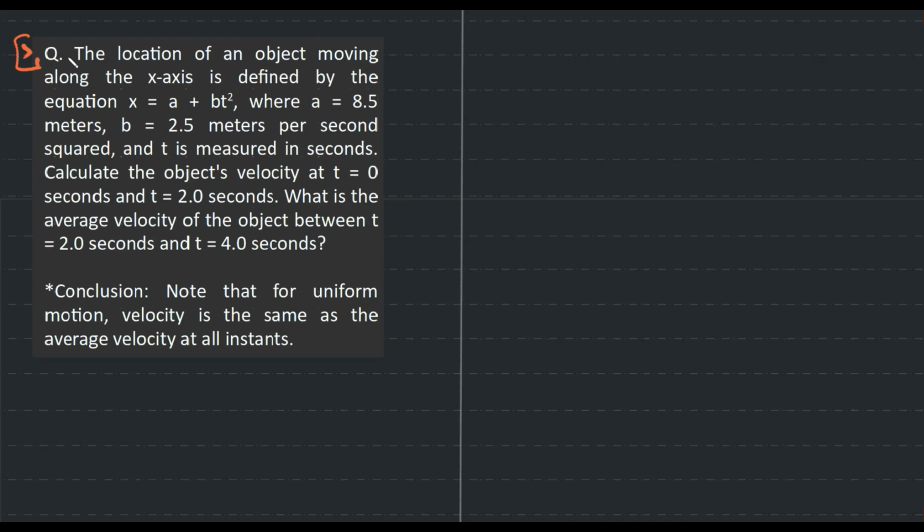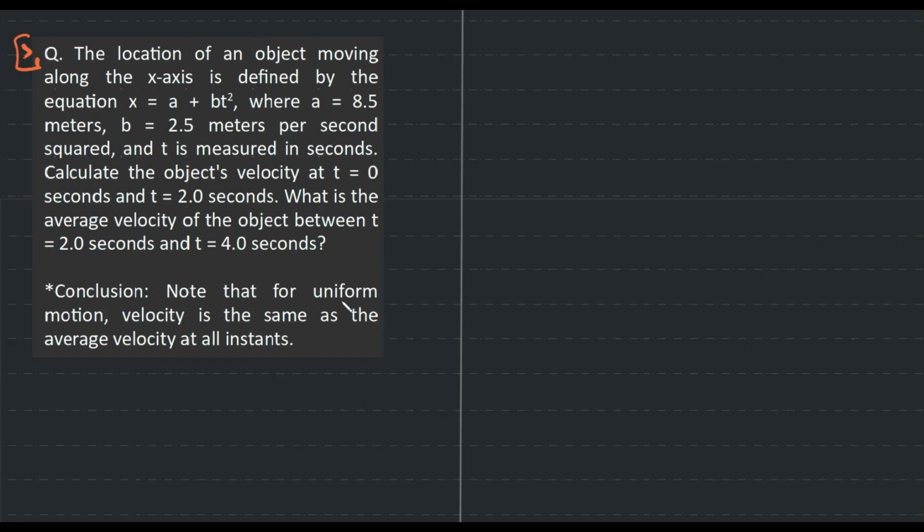The location of an object moving along the x-axis is defined by the equation x is equal to a plus bt square, where a is 8.5 meter and b is 2.5 meter per second squared and t is measured in seconds. Calculate the object's velocity at t is equal to 0 and t is equal to 2. What is the average velocity of the object between t is equal to 2 and t is equal to 4?